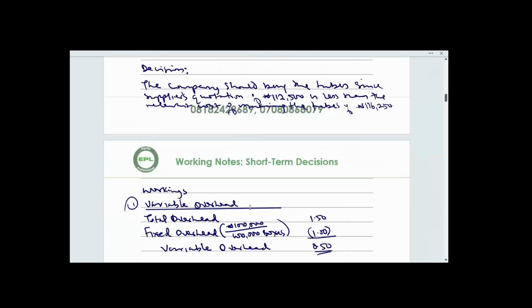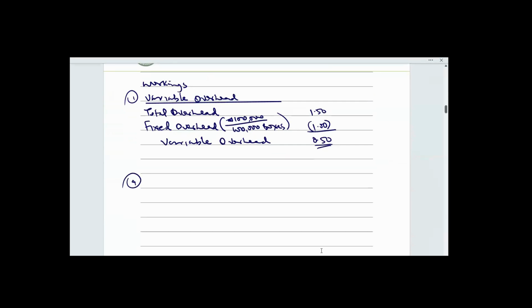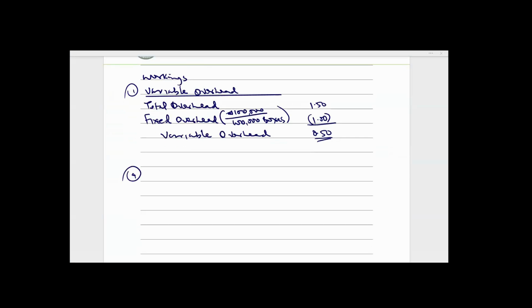Yes, let's move to number 4. Requirement number 4. According to the question, you are told that the company has the option of making and buying at the same time. What would be your answer to requirement number 3 if this alternative were considered? Show calculation to support your answer.